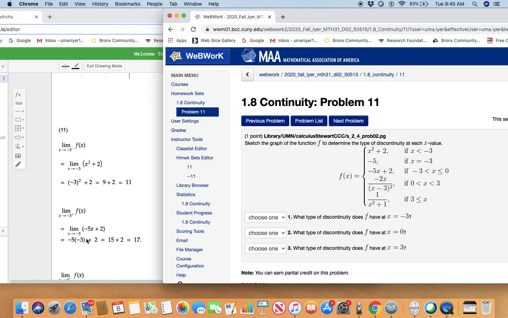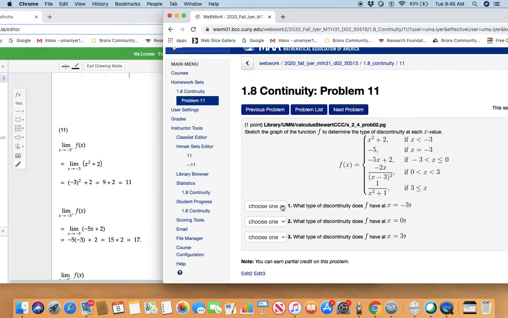Whereas from the right, I'm going to use this rule because I'm to the right of negative 3. Negative 3 times negative 5 plus 2. So that's a 17. So 11 to 17. This is a change of height. So this is called a jump discontinuity.